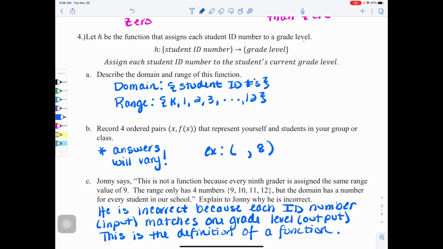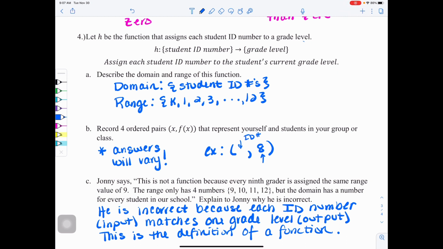In letter B, record 4 ordered pairs that represent yourself and students in your group or class. So this is going to depend on who you talked to. The first number should be your ID number, but everybody's going to have the same second number because you are all in 8th grade. And lastly, Johnny says this is not a function because every 9th grader is assigned the same range value of 9.